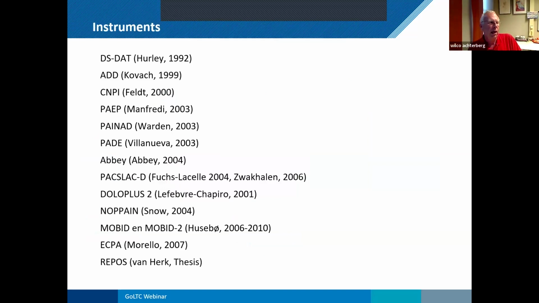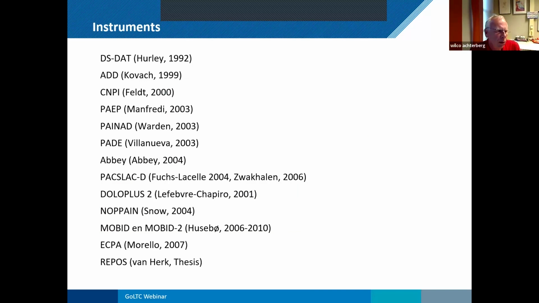And indeed, in the last 30 to 40 years, these kinds of non-verbal expressions have been put into scales in observational pain instruments, and you can see some of them here. For instance, the Abbey pain scale is used a lot in the UK. And the PainChek or the PACSLAC are used a lot in other countries.